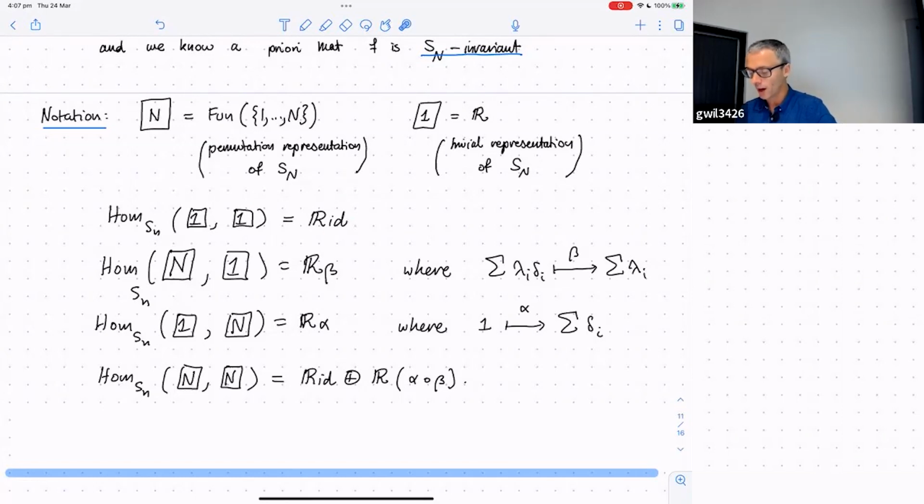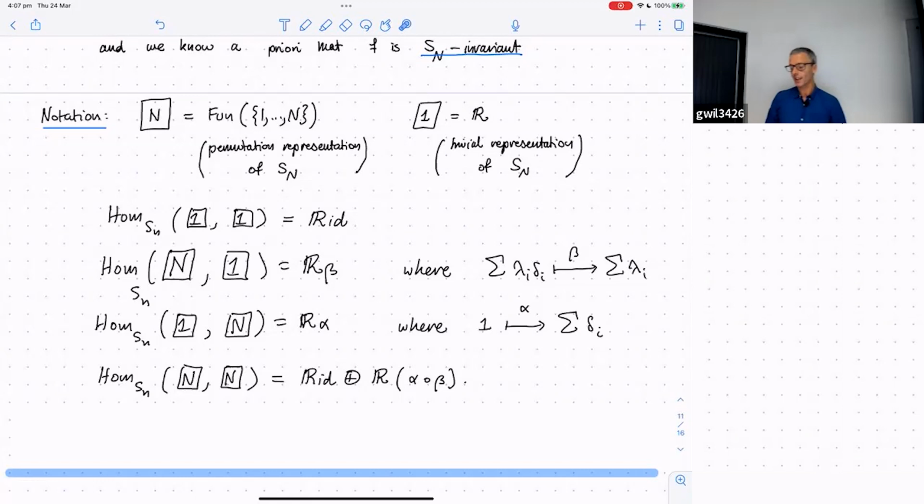HOM from N to 1 is another instance of this statement that on a permutation representation, the only invariant measurement you can make is essentially summing up your entries. That's that. HOM back the other way: if we look at the image of 1, we want some function which is invariant under Sn, i.e. we want this function to take the same value everywhere, which is alpha.